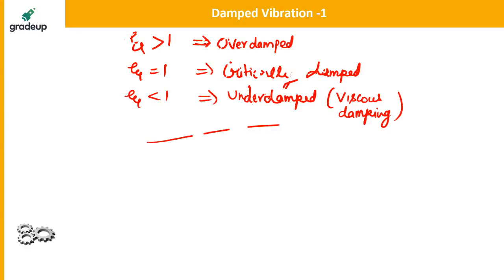Fine. So there are three categories of damping. When zeta is greater than 1, that is called overdamped. When zeta is equal to 1, that is called critically damped. And when zeta is less than 1, that is called underdamped, right? Also known as viscous damping. Clear? Fine. So let me wind up this at this moment.